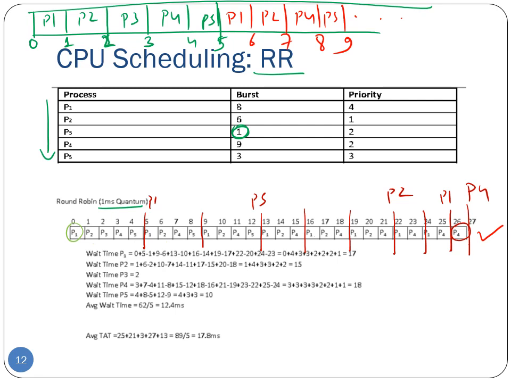Initially, in the first round, it did not have to wait at all. So for P1, initially the wait time was 0, but then it was preempted at time 1, and then it had to wait for 1, 2, 3, 4 time units, or 4 milliseconds, before it was scheduled again at time slot 5. So its wait time was 4 before the next round.